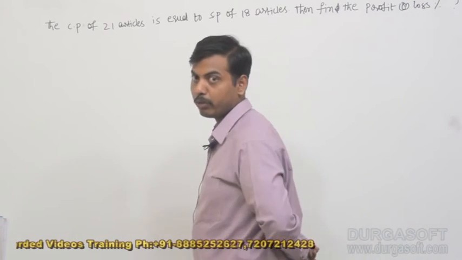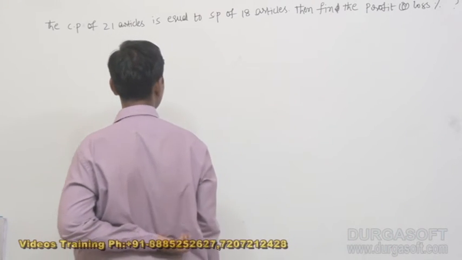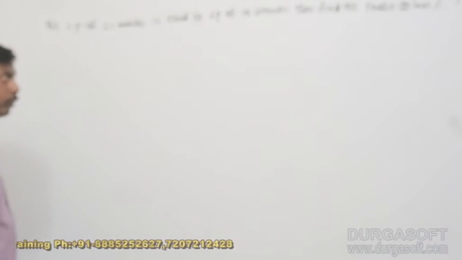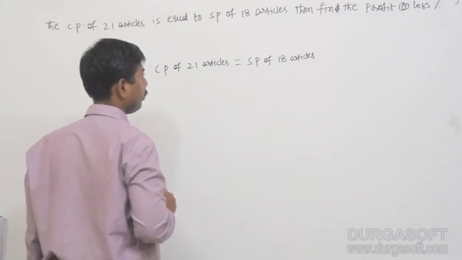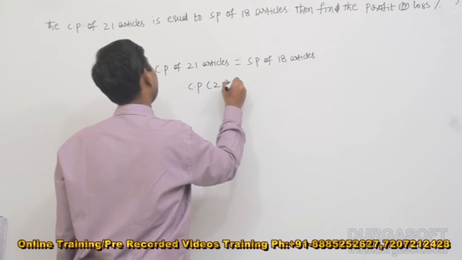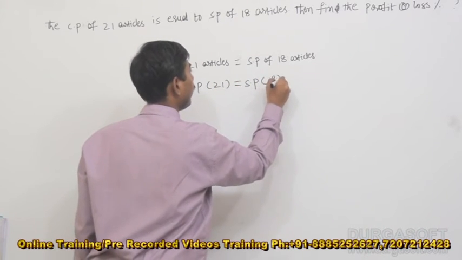So now the question statement is very clear. The cost price of 21 articles is equal to selling price of 18 articles. So these all are the theoretical statements. Whenever we get theoretical statements in the question itself, directly we have to write cost price of 21 articles is equal to selling price of 18 articles.